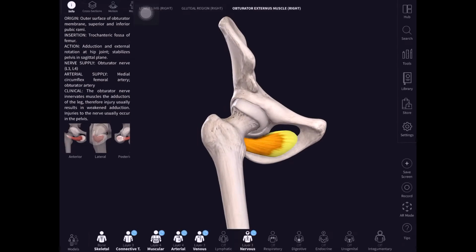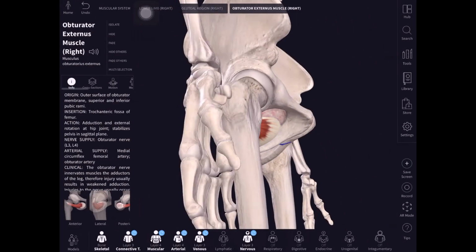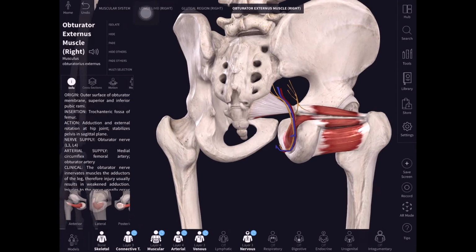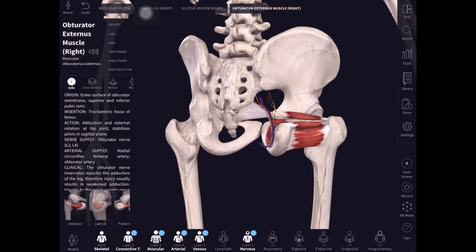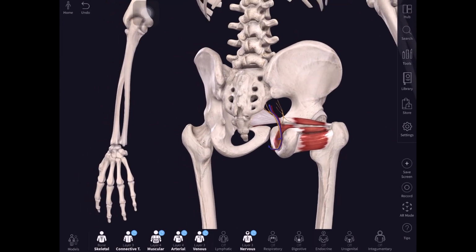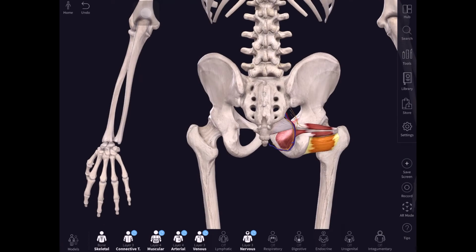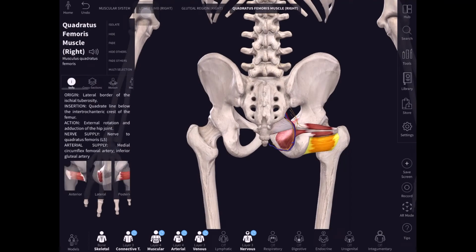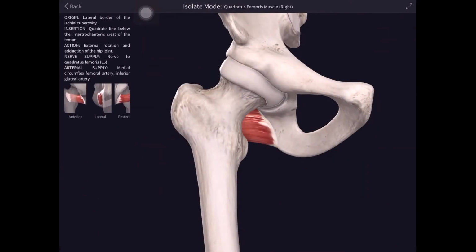Okay, now the next muscle is our quadratus femoris. Now this also we have already selected here. You see, if I go lower, yeah, that's the muscle. If I select this, you see it is quadrangular in shape: upper border, lower border, medial margin, lateral margin. So it is quadrangular in shape. That is why it is called quadratus femoris.